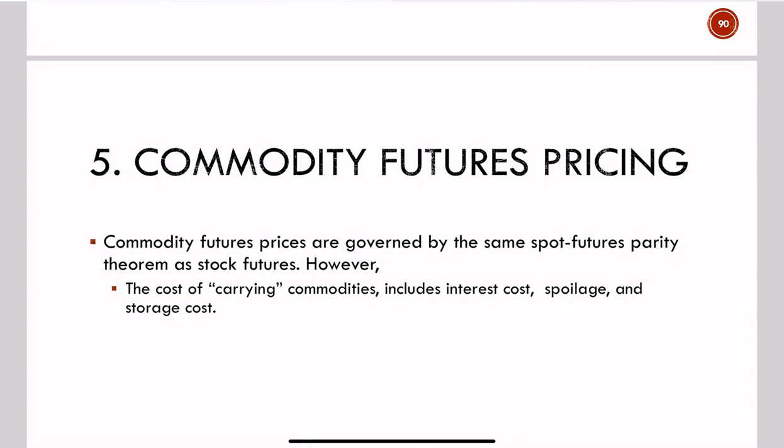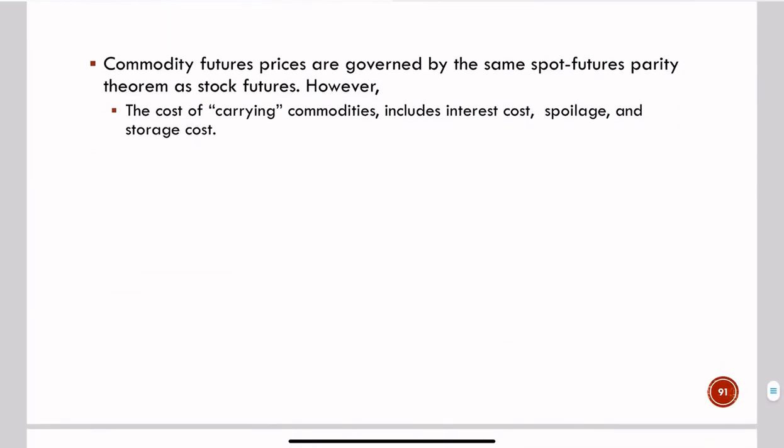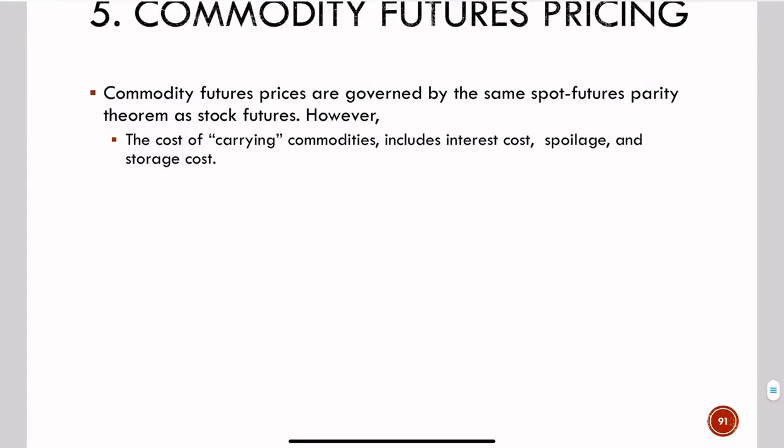Remember that in that section we talked about the spot futures parity theorem, right? So let's first recall this spot futures parity theorem in the case of stock futures. We learned F0 equals P0 plus P0 times RF minus D, which is the dividend.